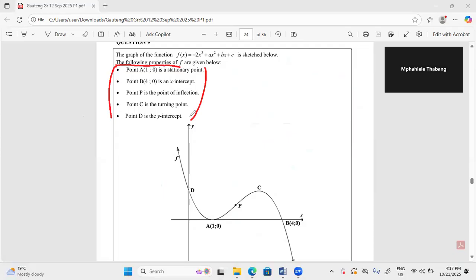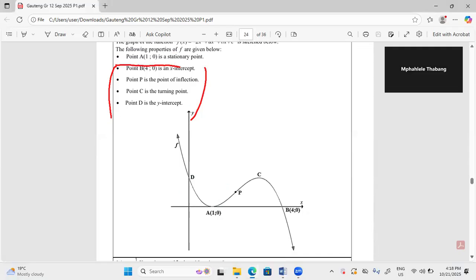Like they're saying point A is the turning point. We see it. It's here. Point B is the x-intercept. It's here. Point P is a point of inflection. It's here. Point C is the turning point. It's here. Point D is the y-intercept. It is here. So we can go straight now to the reading of the question and start answering the question.